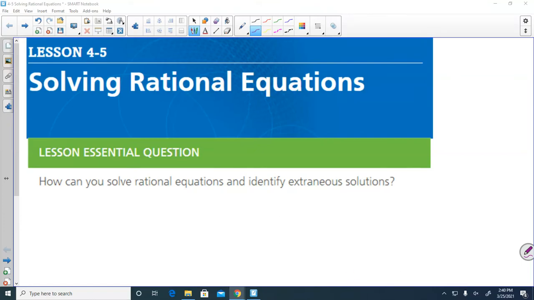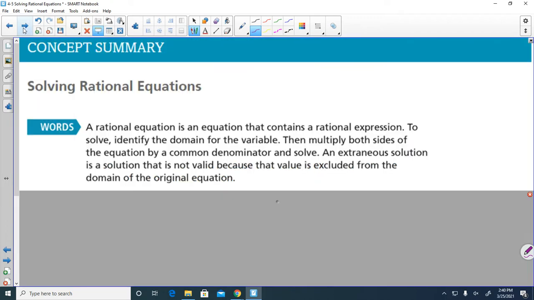Everybody. Today we are solving rational equations. And we're going to also look for extraneous solutions. So, what exactly is a rational equation? It's an equation that contains a rational expression. So, the things that we've been working with, multiplying, dividing, adding, subtracting, simplifying, those are rational expressions.